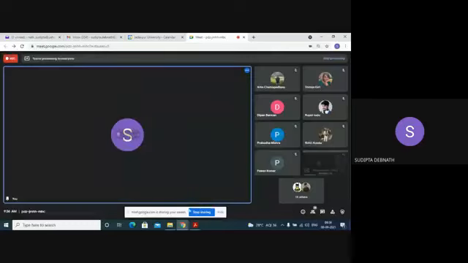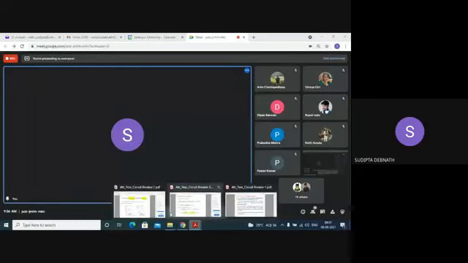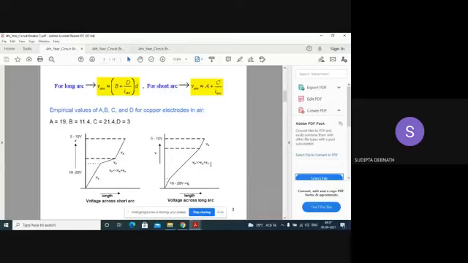Now, so these are the characteristics for long arc and short arc. So the equations are getting modified. For a long arc, this is negligible, and for a short arc, this part becomes negligible as d becomes negligible.